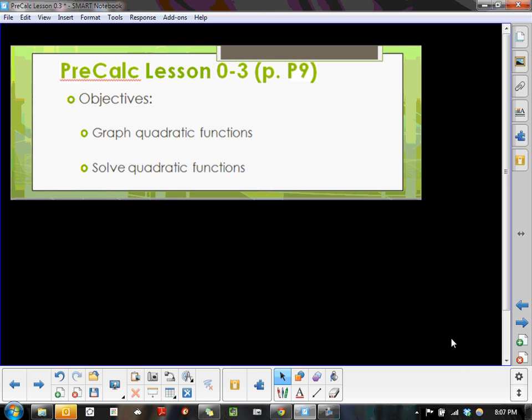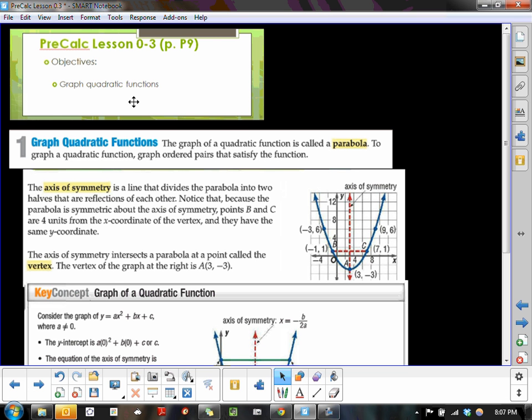Lesson 03 is going to review how to graph quadratic functions and how to solve quadratic functions. We're going to focus on how we graph quadratic functions in this first slide with this first video.